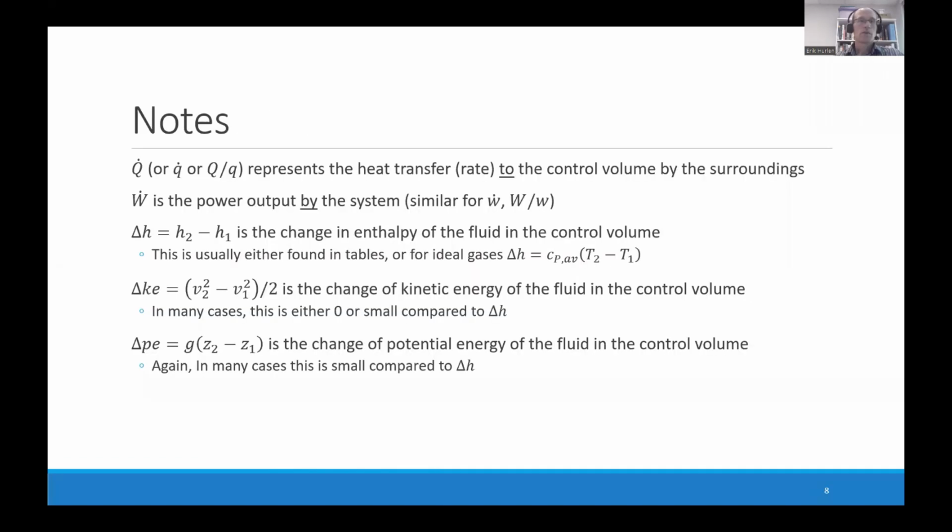Some notes on some of the terms in the previous equation. Again, by the standard sign convention, Q is positive coming in, W is positive going out. Delta H, H2 minus H1, is a change in enthalpy of the fluid. This is usually found either in tables, or for ideal gases, we can use the equation Cp times delta T. In many cases, the change in kinetic energy and or the change in potential energy are either 0 or are small compared to the change in enthalpy, so often these terms can be ignored.